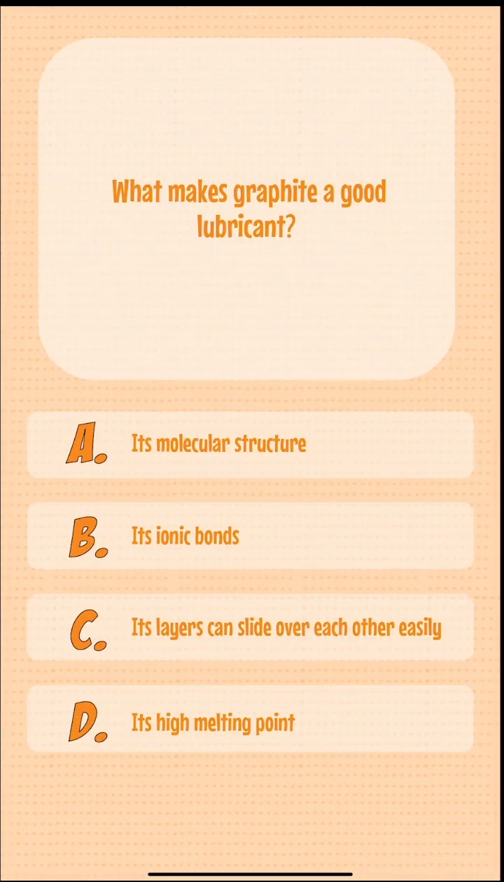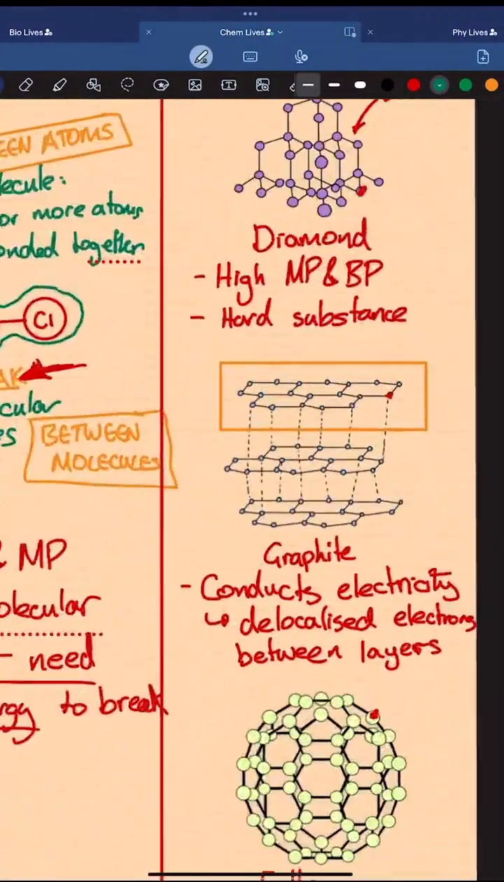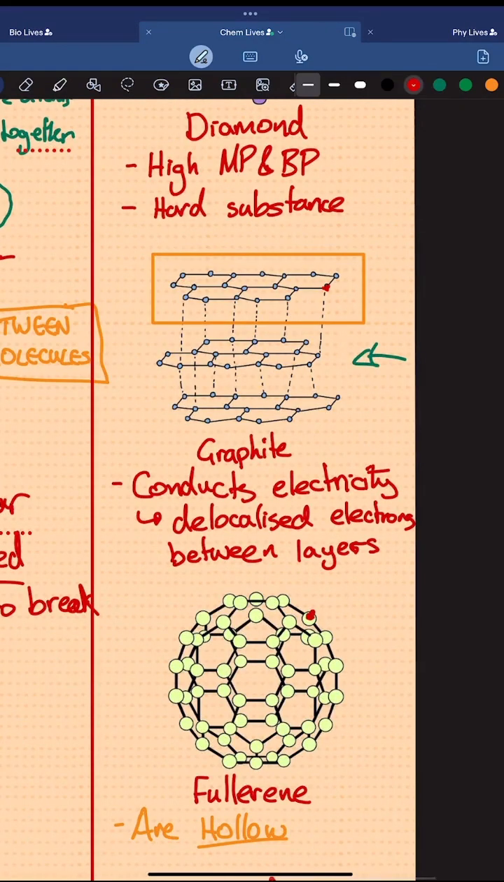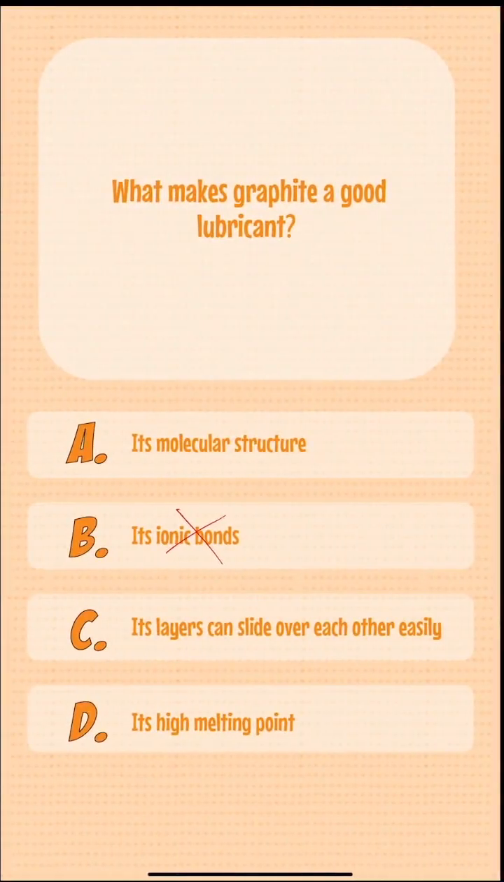What makes graphite a good lubricant? Can't be ionic bonds. What do you guys think? Can't be ionic bonds because it's a giant covalent structure. So what else could the answer be? Yes, remember it exists as layers. These layers here can slide over each other, which makes it good as a lubricant. Layers can slide, which makes it a good lubricant.